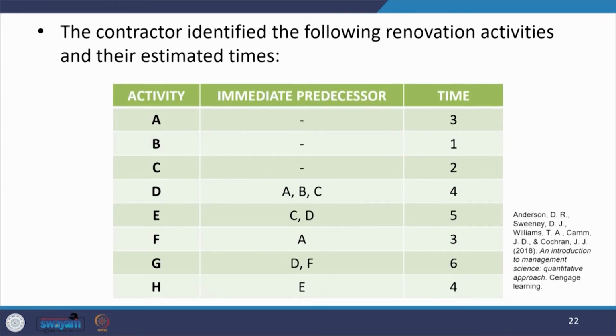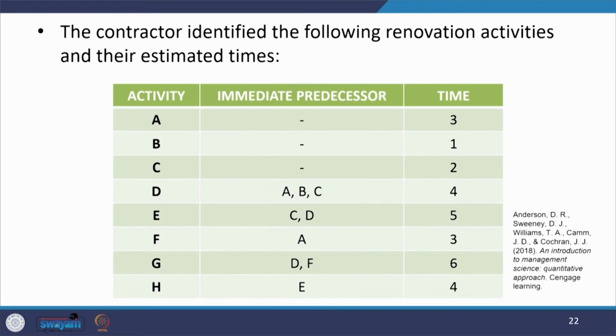The contractor identified the following renovation activities and their estimated times. So, there are 3 activities A, B, C, which have no predecessors. For D there are predecessors A, B, C, for E there are predecessors C and D, for F there is predecessor A, for G there are predecessors D and F, for H there is predecessor E, and the time for each activity is given.